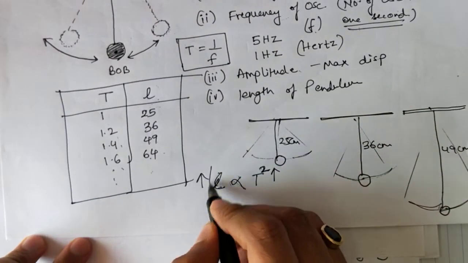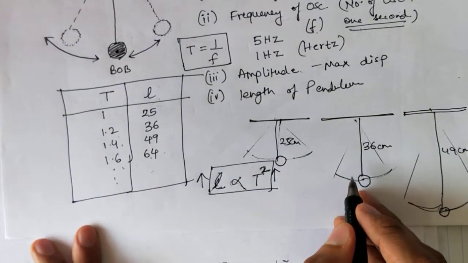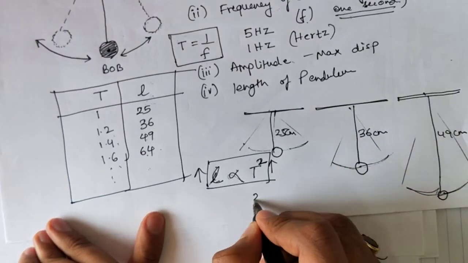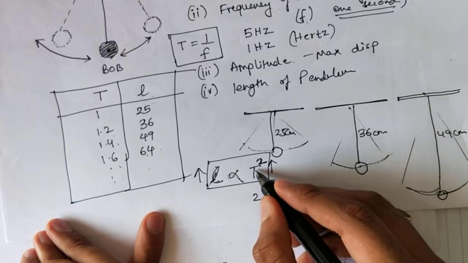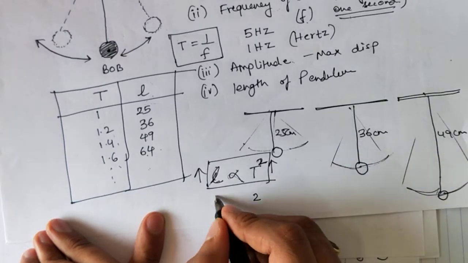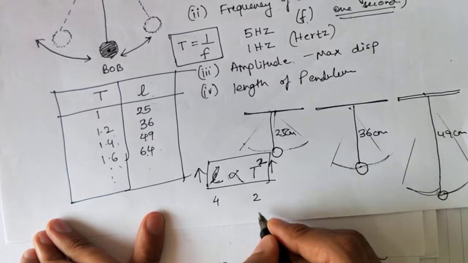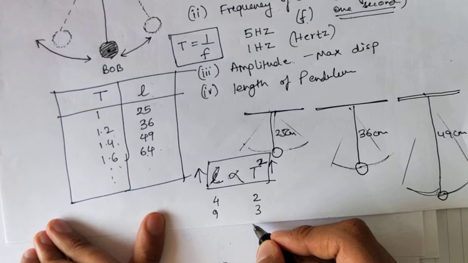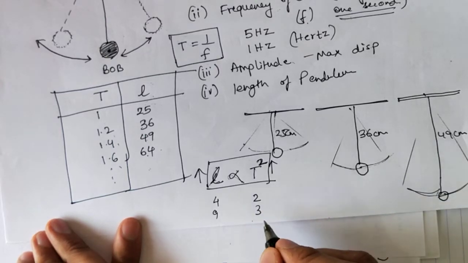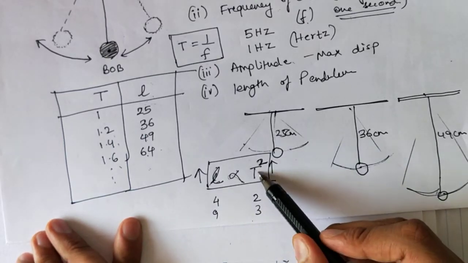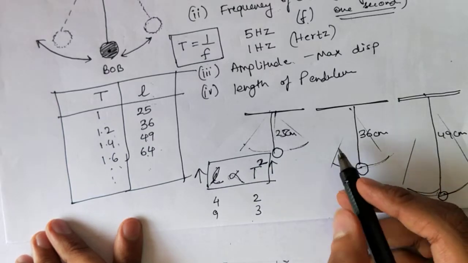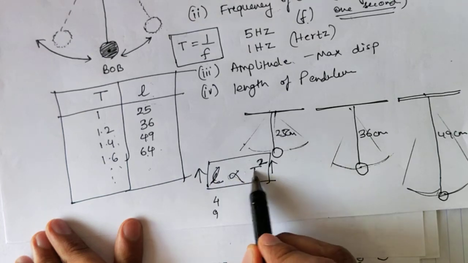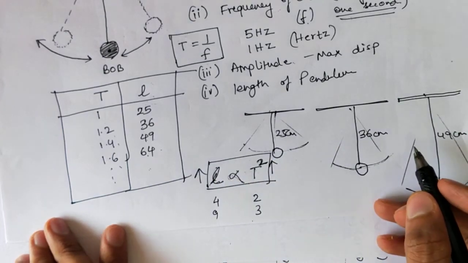What does this mean? Length is proportional to the square of time period means that if the time period is increased by 2, length will increase by 4. If the time period is increased by 3, length will increase by 9. This means that if you increase time period by any number, the length will increase by its square, because length is directly proportional to the square of time period.